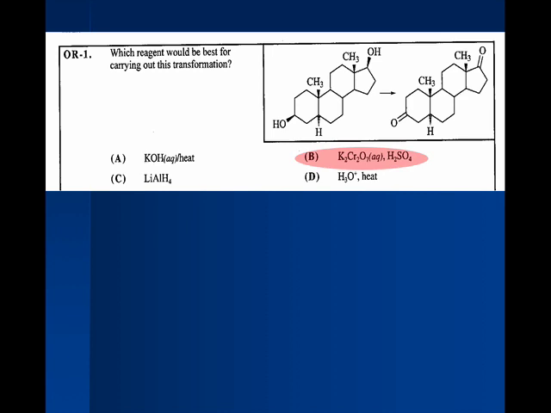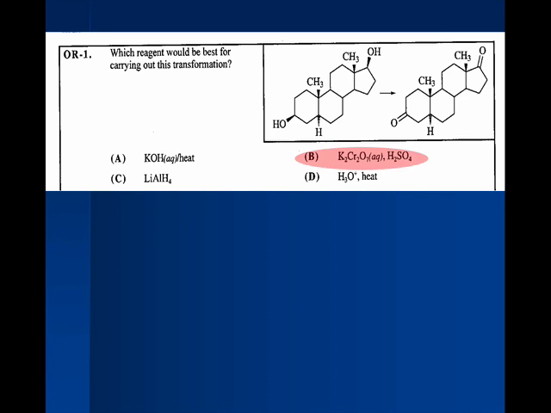Now you could have easily eliminated A and D. A is just a base. That's not an acid-base reaction, that's an oxidation. D is an acid. Again, not an acid-base reaction. So it can't be D. But you might come down to A and C, or B and C. Obviously, B is the oxidizing agent. C is a reducing agent, lithium aluminum hydride.